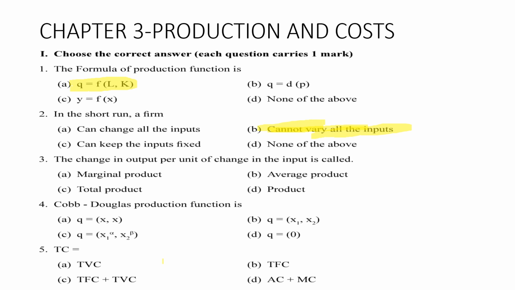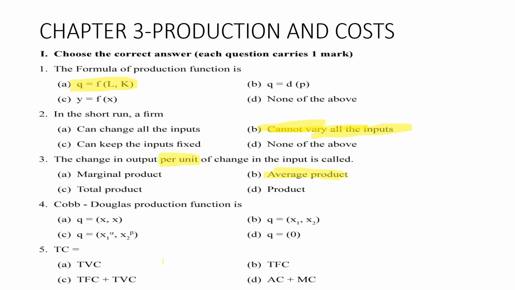Third question, the change in output per unit of change in input is called dash. So I told you in the match the following also, whenever you see a term per unit, you should remember that the answer should be average. So here the answer will be average product.